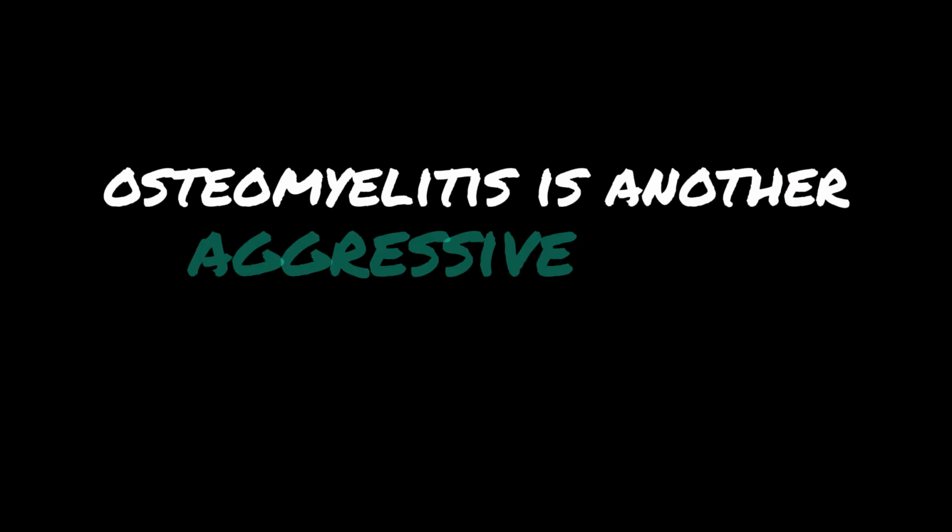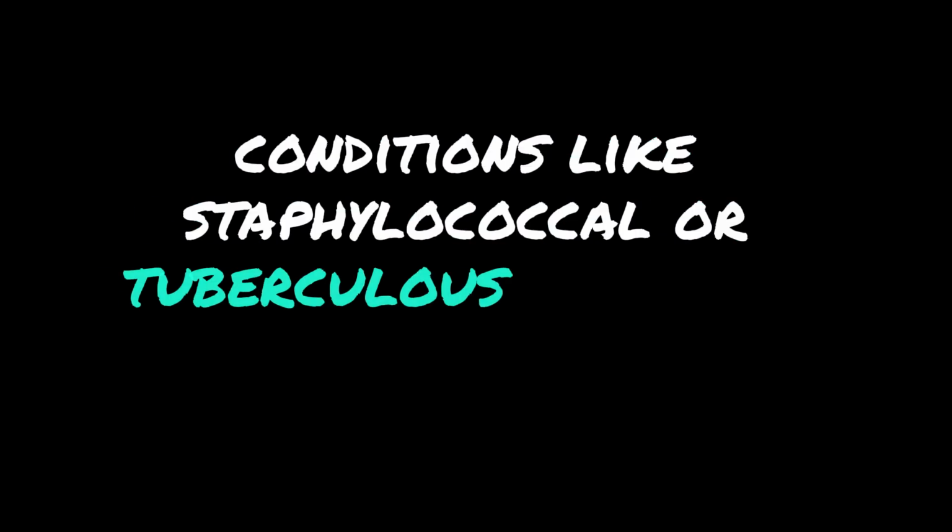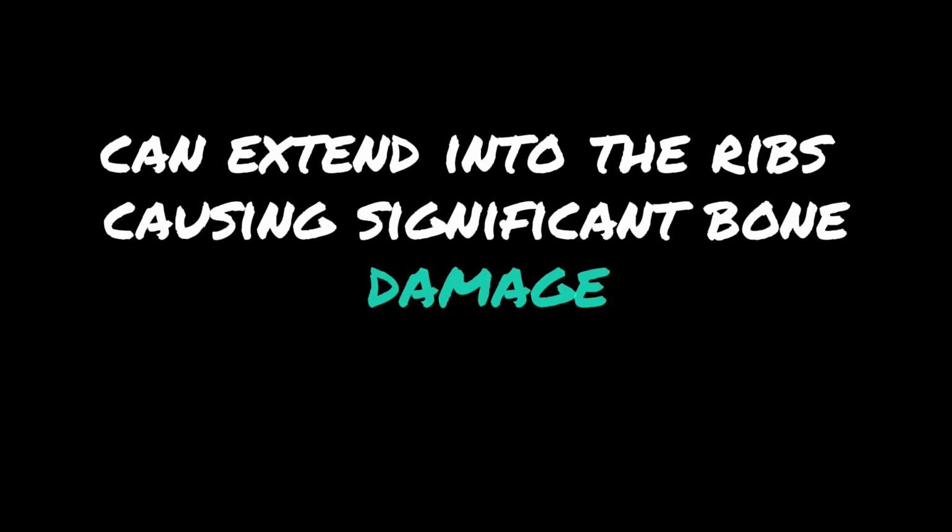Osteomyelitis is another aggressive lesion but is less common. It results from an infection spreading to the bone, either through the bloodstream, hematogenous spread, or directly from adjacent infections, such as those in the lung or pleura. Conditions like staphylococcal or tuberculous infections can extend into the ribs, causing significant bone damage.